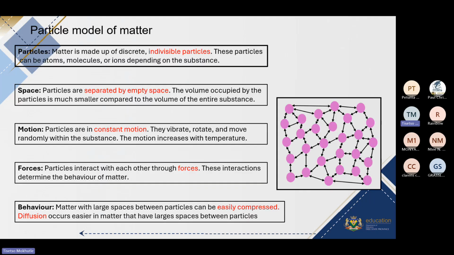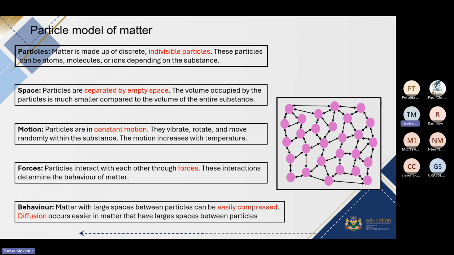Now let us go into detail about the particle model of matter. The first important aspect about this model, it says matter is made up of discrete indivisible particles. These particles can be atoms, molecules, ions, depending on the substance. By being indivisible, it means we cannot divide those particles even further to make them smaller. That is the smallest that we can get.